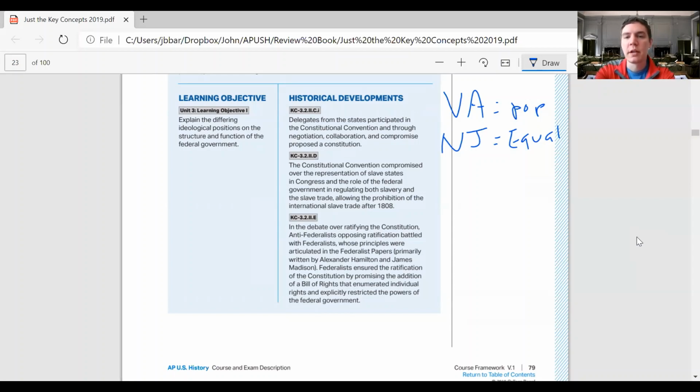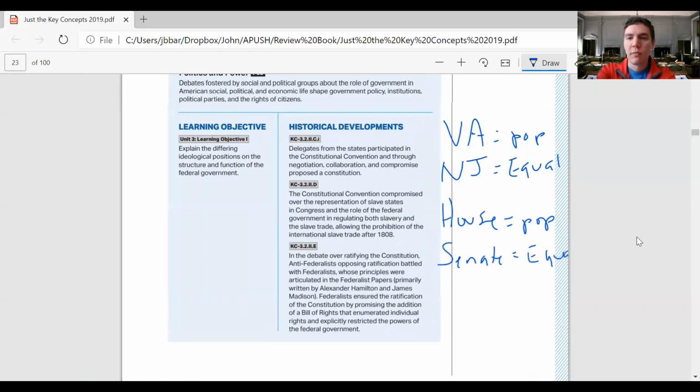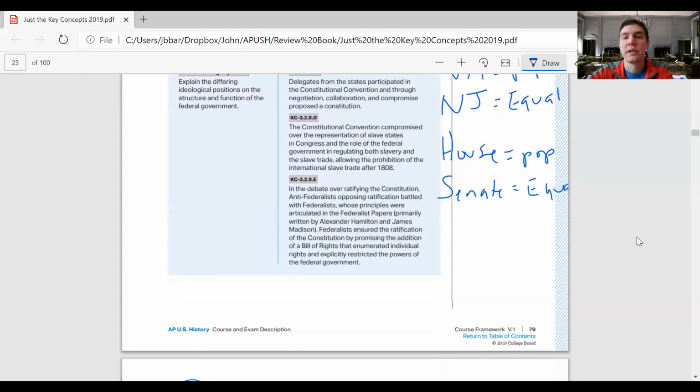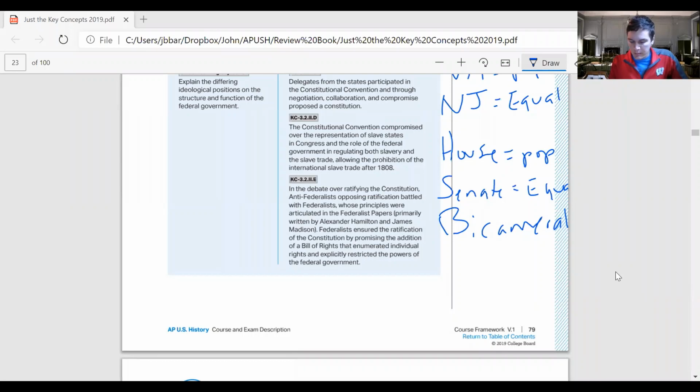And they're going to have the House of Representatives. It's going to be by population. They're going to have the Senate, which is going to be equal. And so these are going to make a bicameral, bi meaning two, a bicameral legislature. Both of these houses are part of Congress. So this bicameral legislature is going to be a part of the Great Compromise.